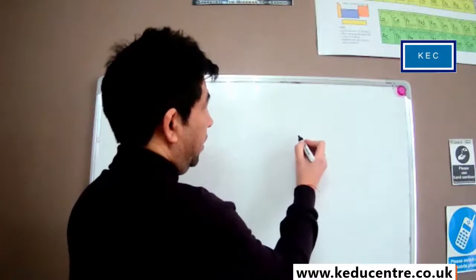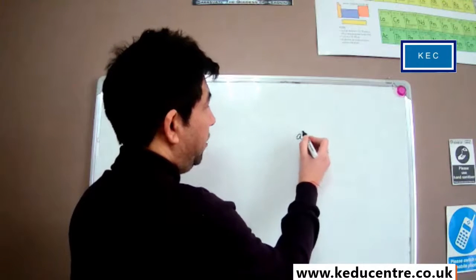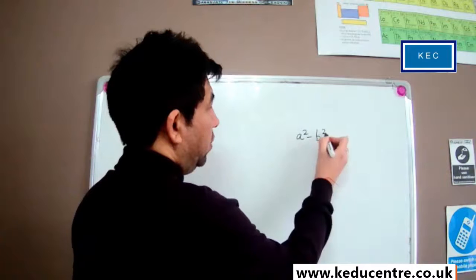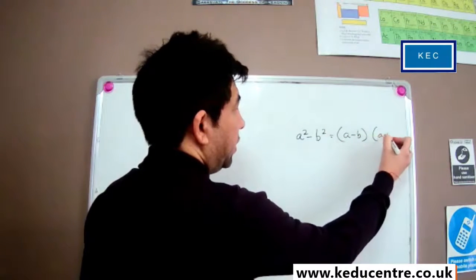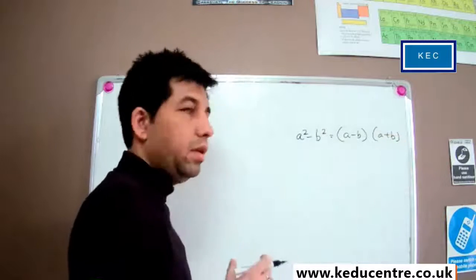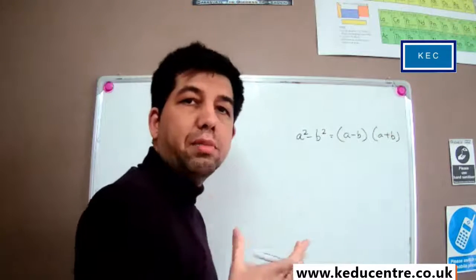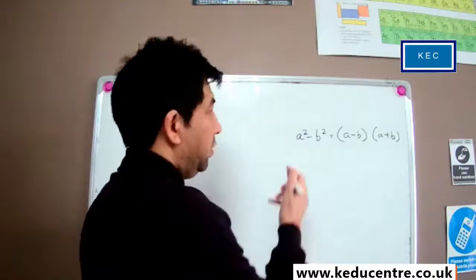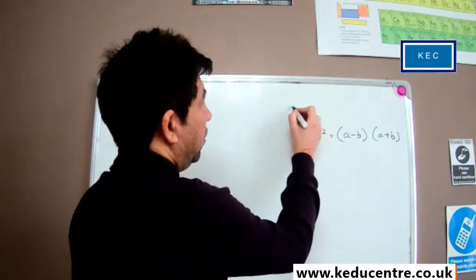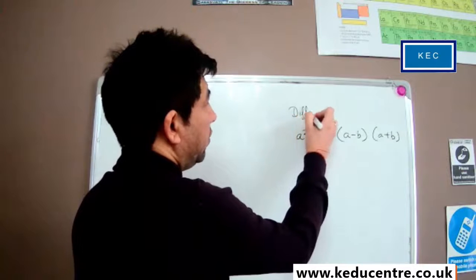In algebra, a square minus b square is equal to (a minus b) into (a plus b). Okay, so a square minus b square is equal to (a minus b) into (a plus b). This method is known as the difference of squares method.